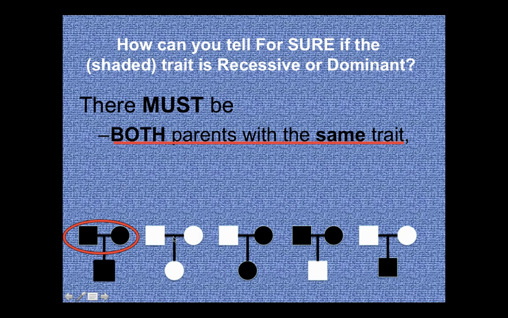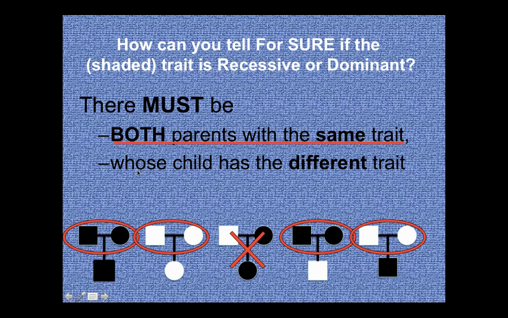These parents, are they the same? Yep, they're unshaded. They don't have the trait. How about these two? We got an unshaded and a shaded. And then back to this one. This one has a shaded mom and a shaded dad, and so they are the same. Mom and dad are the same, and mom and dad are the same here. Okay, but we're not done yet. Now we have to have the second thing, and that's they have to have a child. Those same parents have to have a child who's different. So we're going to do that in green, okay?